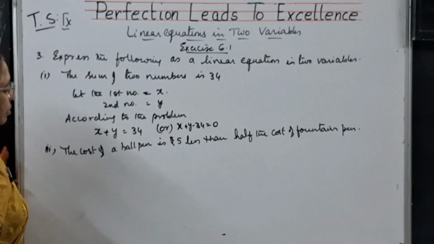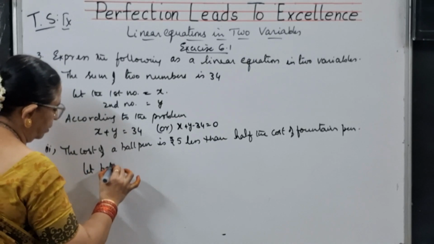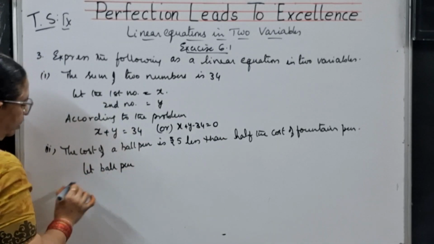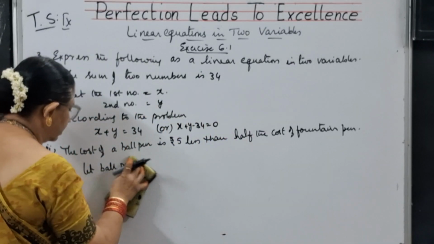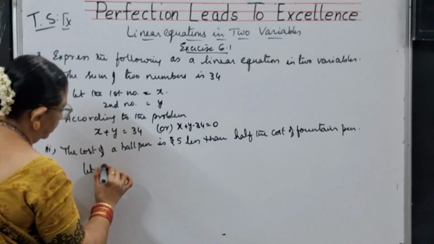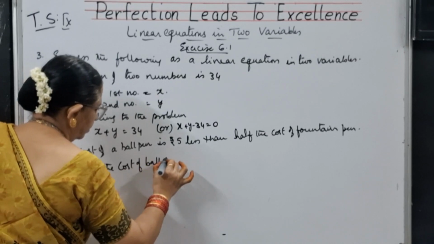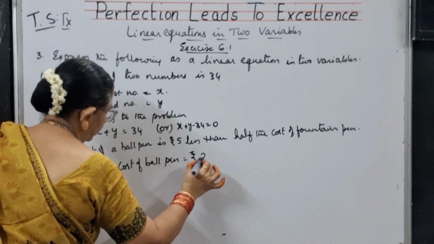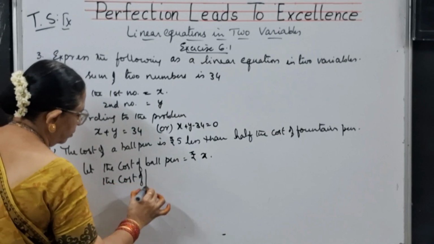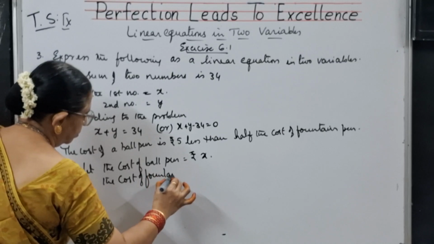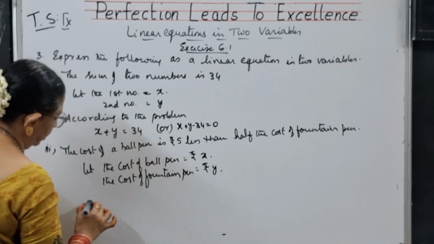So what are the two variables given here? Ball pen and fountain pen. So let the cost of the ball pen be rupees x and the cost of the fountain pen be rupees y. So what does the problem say?